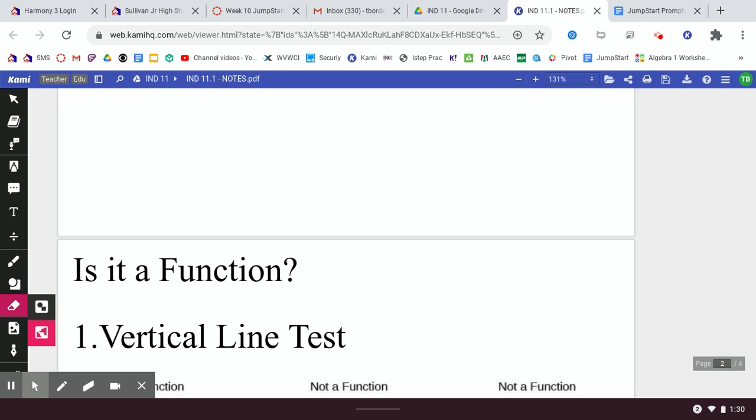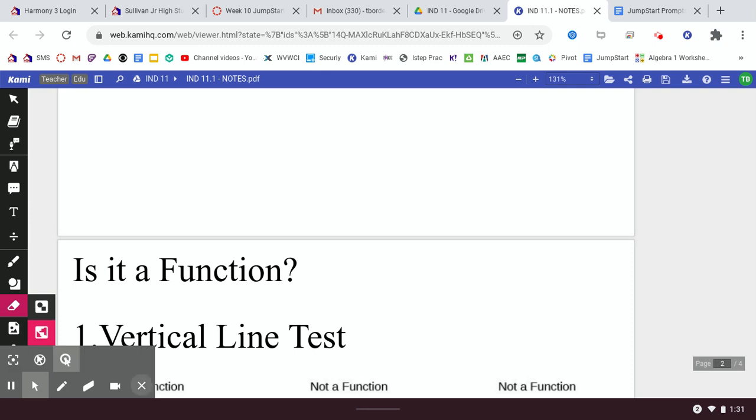You can have equations where they don't meet that whole one x, one y thing, and in those instances, they would not be a function. So you have to have a way to determine whether or not your graph or your set of ordered pairs, your relation, is a function or not. There's two ways to do it.